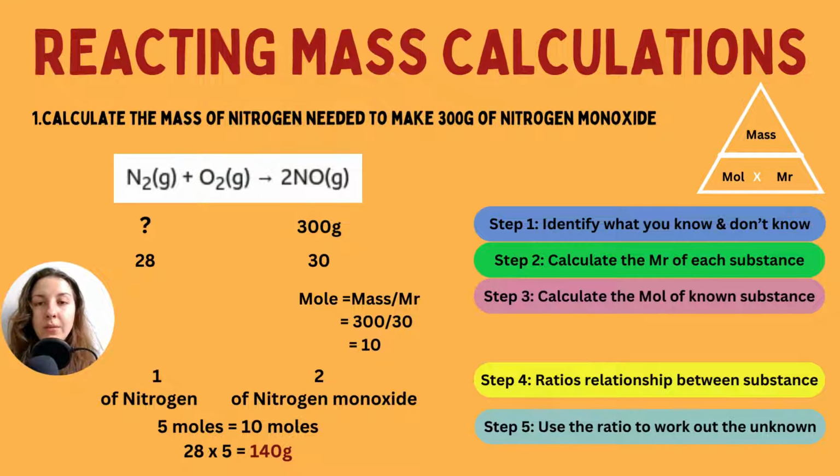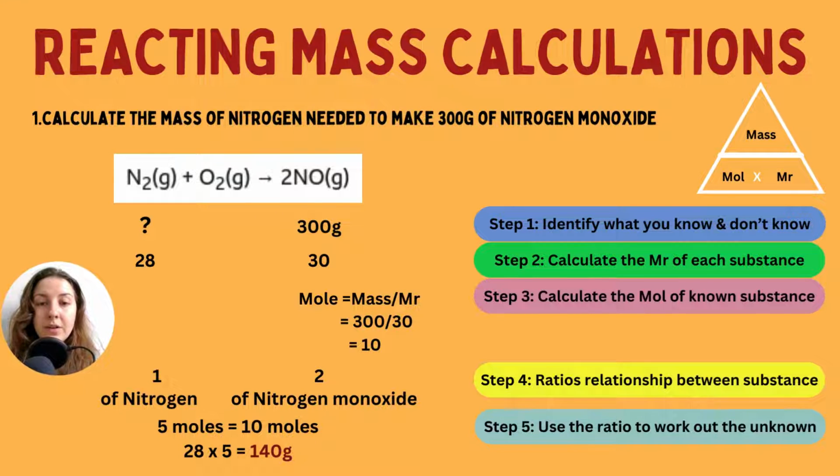And we know that we need to work out the MR because we know we need to work out the mass of nitrogen. And the only way we can do that is by having the MR and the number of moles. We don't have the number of moles currently, but we can work out the MR. Okay, so that's what we need to do next.